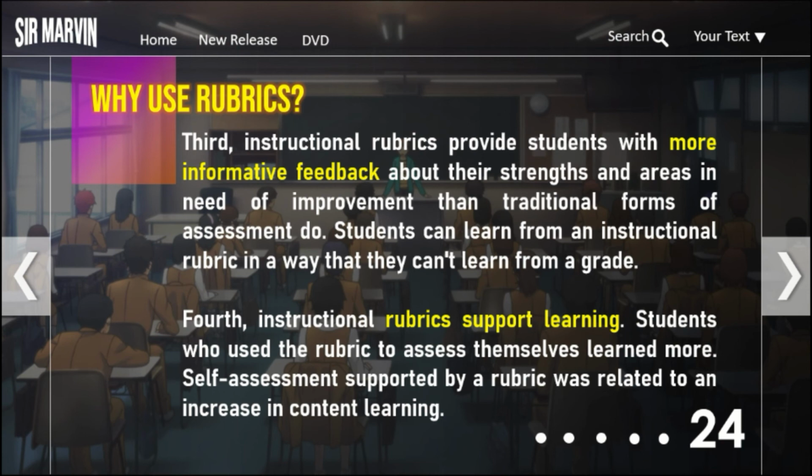Fourth, instructional rubrics support learning. Students who use the rubric to assess themselves learned more. Self-assessment supported by a rubric was related to an increase in content learning. So, ito naman ang kagandahan sa rubrics. It supports learning. Okay? So, ito yung self-assessment wherein ang mga students pwede nilang i-assess yung sarili nilang performance, yung sarili nilang output. And from here, kapag na-assess na nila yung sarili nila, that's the time na pwede na silang mag-reflect, pwede na silang mag-exert pa ng effort if ever na hindi sila na-satisfied dun sa performance nila or dun sa grade na nakuha nila sa kanilang output.